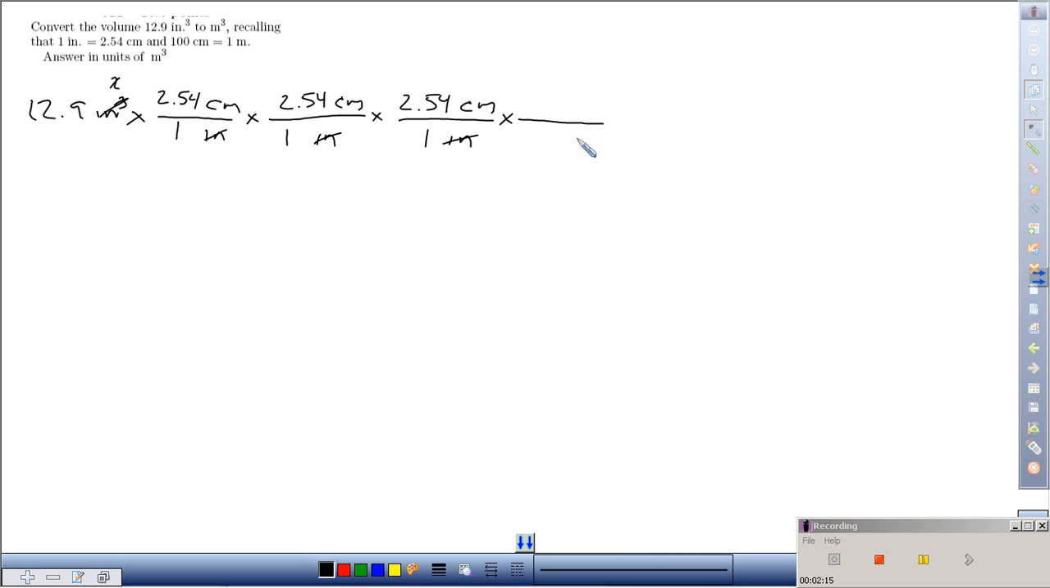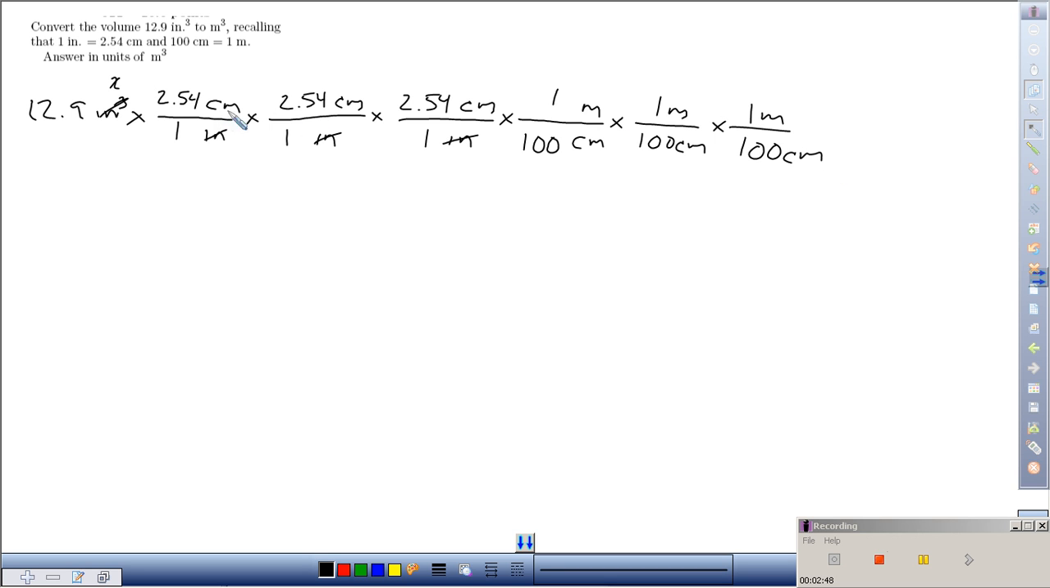Well, I know that if I put centimeters in the bottom and meters up top, I know that 1 meter is the same thing as 100 centimeters. But be careful, because this only cancels out one of those. I want to cancel out all 3 of them. So I'm going to have to do this conversion 3 times for the length, for the width, and the height. So now I've got, again, 1 meter and 100 centimeters. And I've got, again, 1 meter and 100 centimeters.